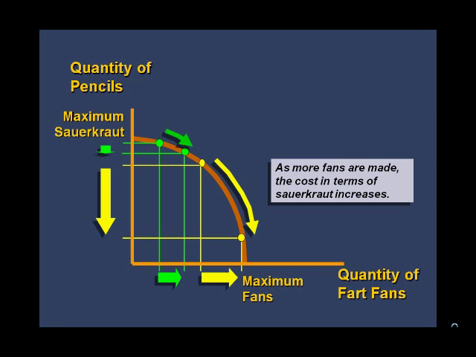Thus, the cost to produce each additional fan will increase. As an economy increases the production of one good, it will use progressively less productive resources, which means that it is incurring diminishing returns. This means that as fan production rises, we will need to give up larger amounts of sauerkraut to make more fans.